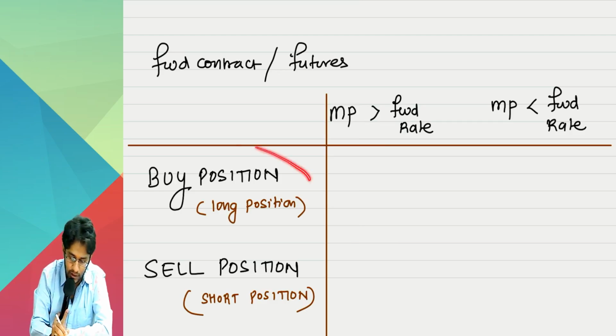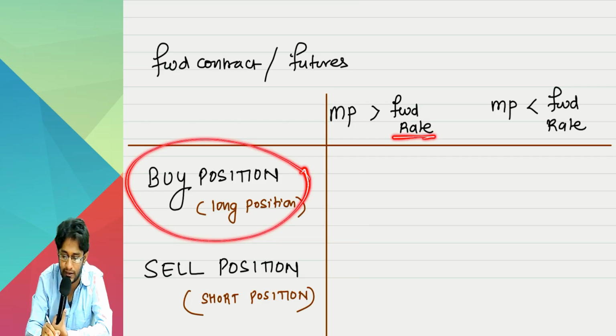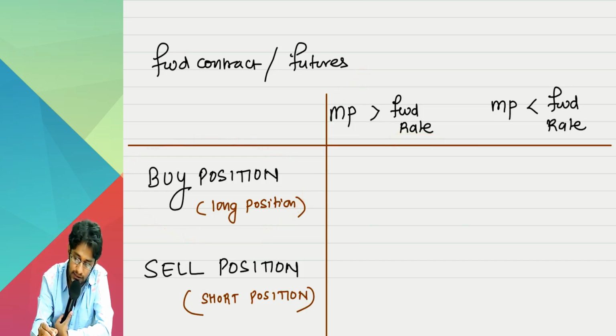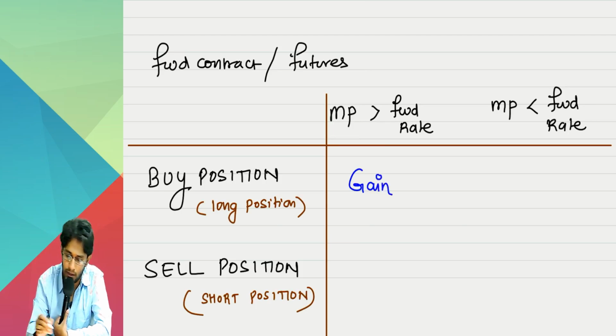Correctly, all of you focus. I agreed to buy at this rate, but the market actual price is higher than that. So are you happy or sad? I agreed to buy at 100, the market price is 150. So am I happy or sad? Happy. So this is a situation which will give you a gain. Are you understanding, ma'am? Now answer this case.